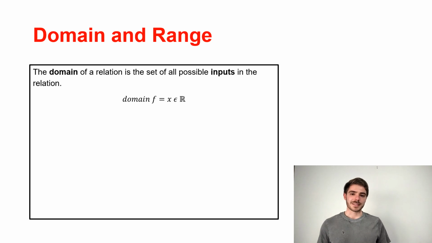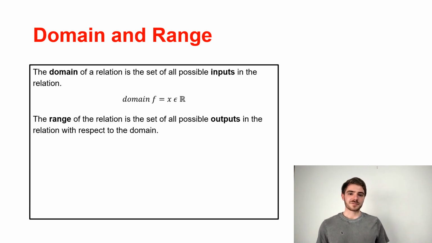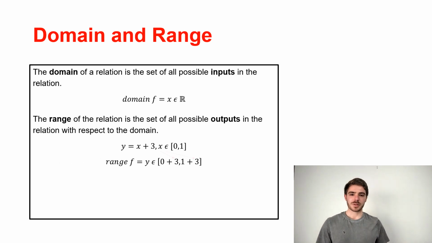The range of a relation is the set of all output values after taking into account the restriction of the domain. Using the example from before, the relation y equals x plus 3, if we limit the domain between the numbers 0 to 1, then the range of that relation becomes 3 to 4.